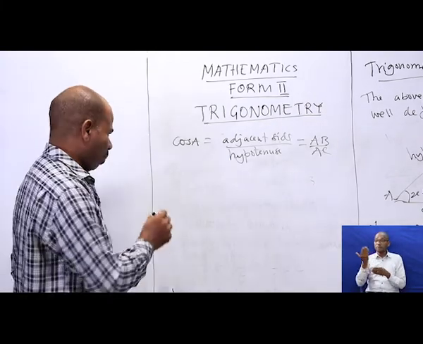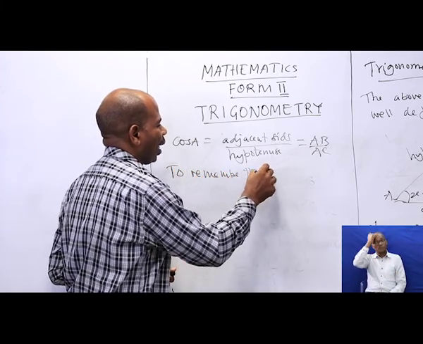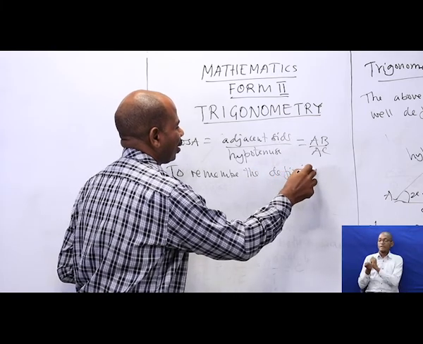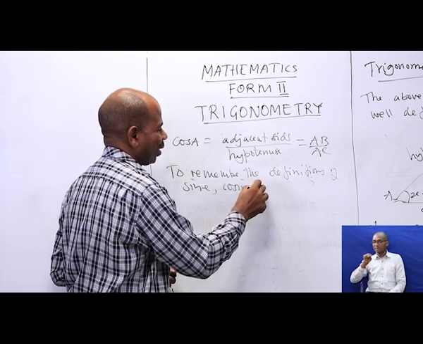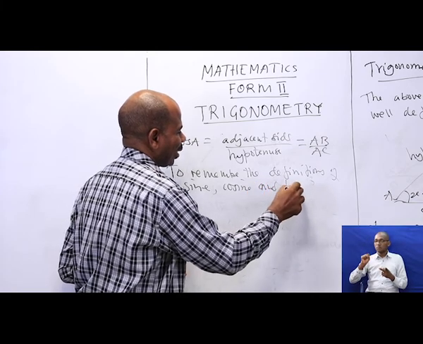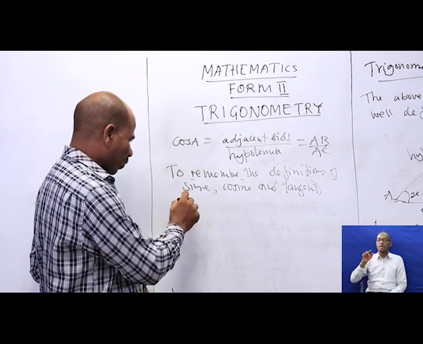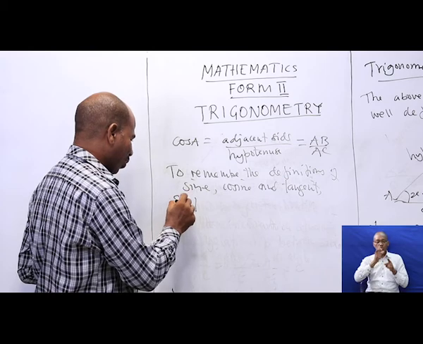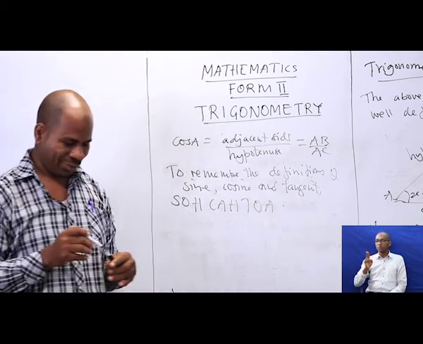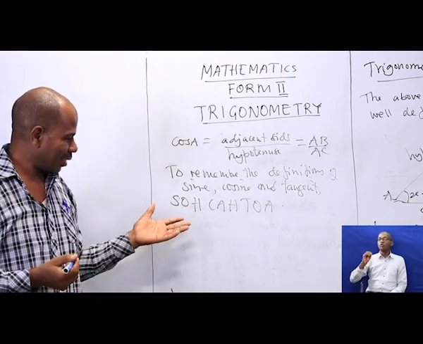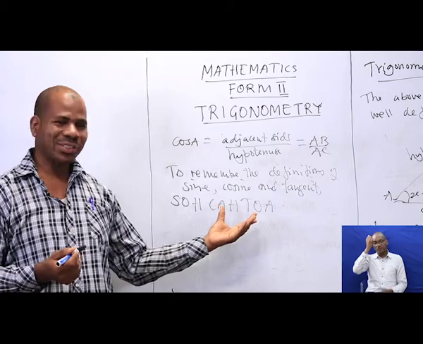So to remember the definitions of sine, cosine, and tangent, we can use a simple word. So we can use the abbreviation SOH CAH TOA. So this word helps to remember the definition of sine, cosine, and tangent.